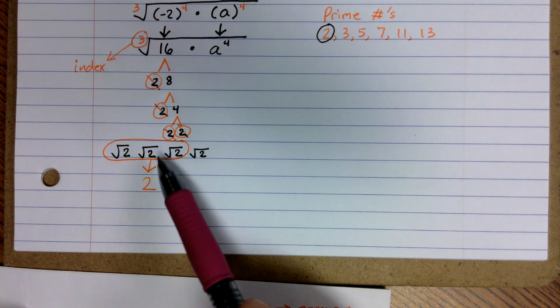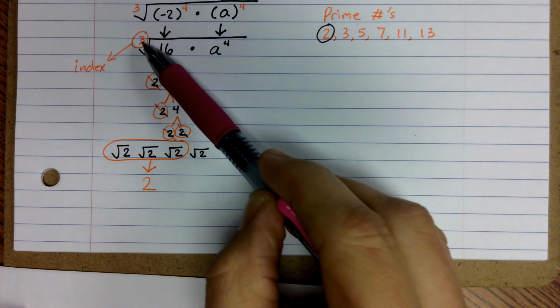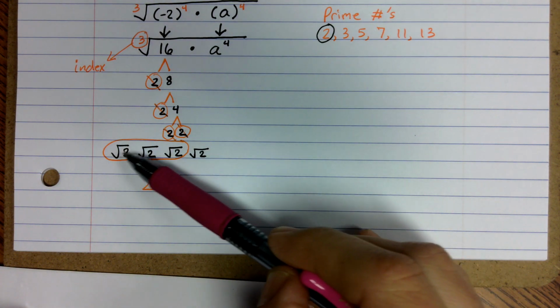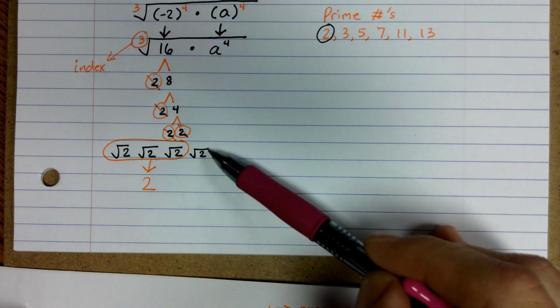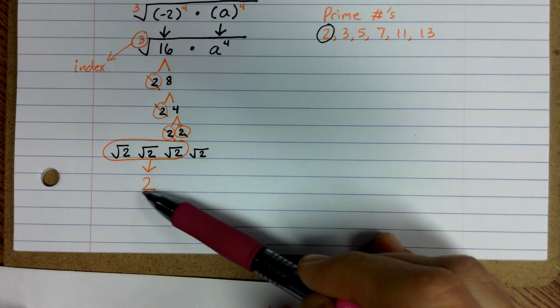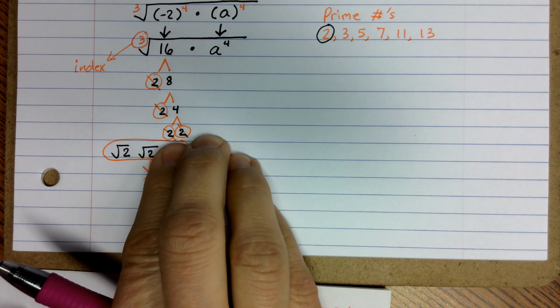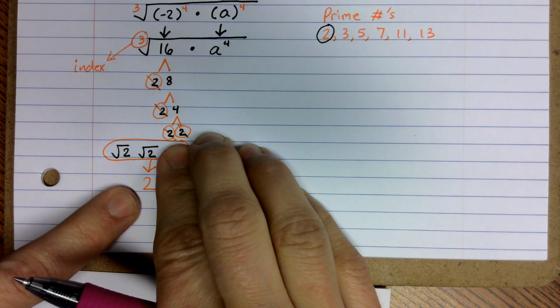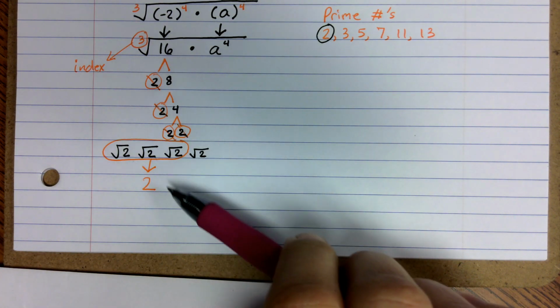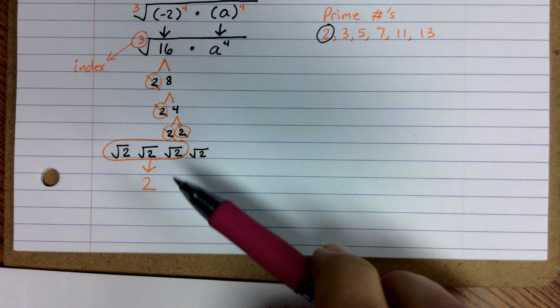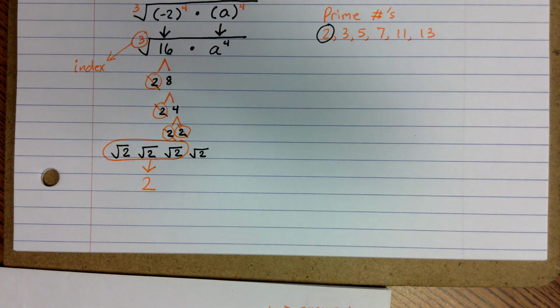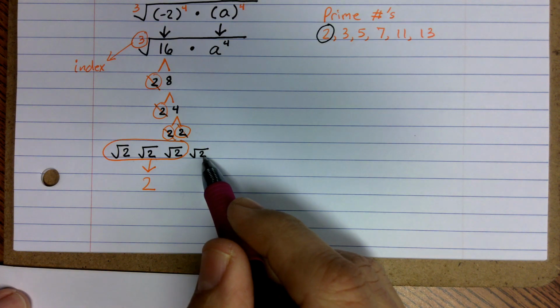Now, the reason that this works is because our index is 3. If the index was 4, well then all 4 of these, I could circle all 4, and they would just become the radicand, which is 2. If the index was 2, well then I would just circle 2 of them, and 2 of them would become 2. So whatever the index is going to tell you how many radicals it takes to become the radicand. Now notice there is one left over, and I'm going to show you what to do with that one left over in just a moment.